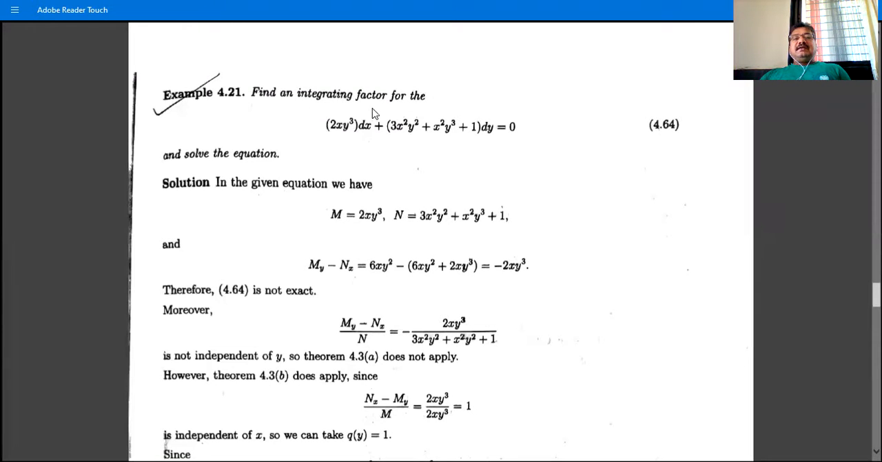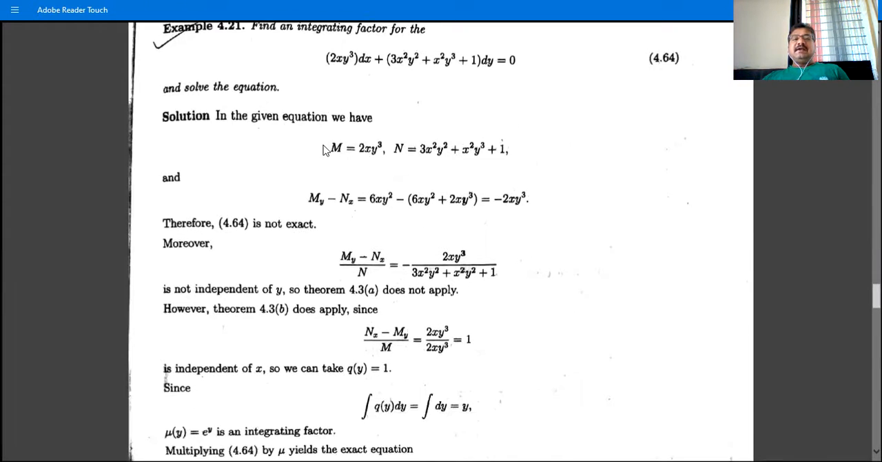Example: find an integrating factor for this differential equation and solve the equation. The given differential equation is of the form M dx plus N dy equals 0. Comparing with M dx plus N dy equals 0, we have M is 2xy cubed, and N is this. Then find ∂M/∂y, which is 6xy squared, and ∂N/∂x, which is 6xy squared plus 2xy cubed.